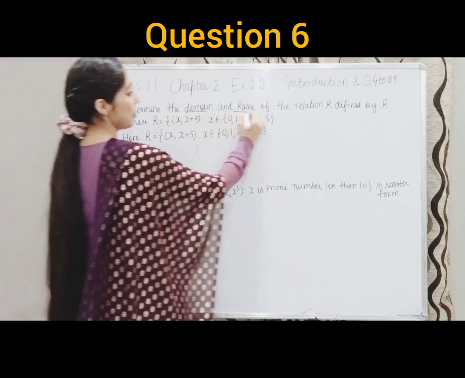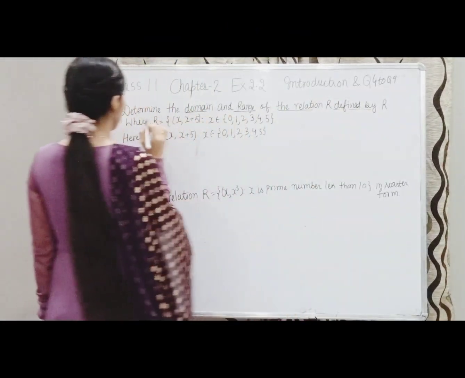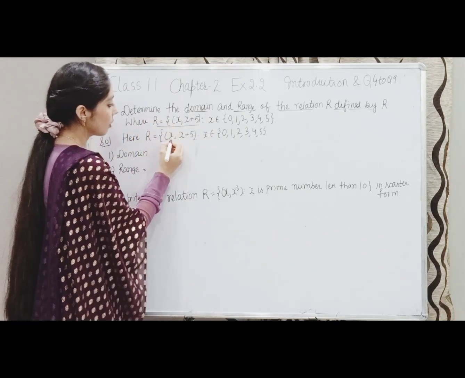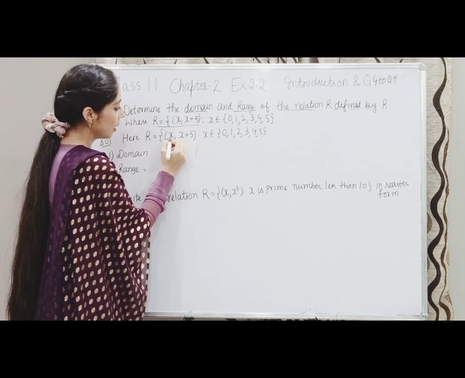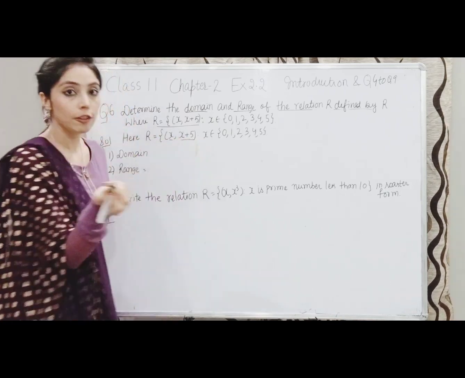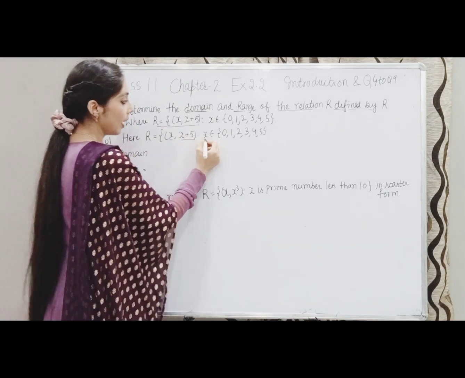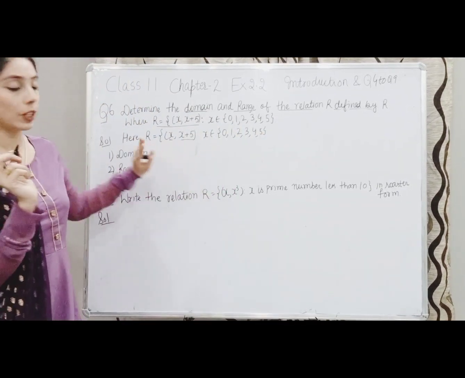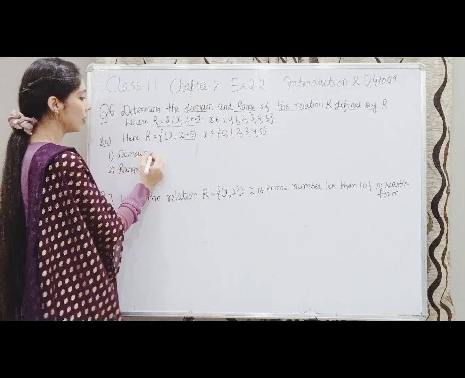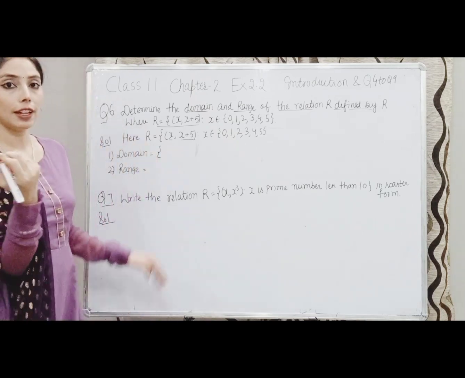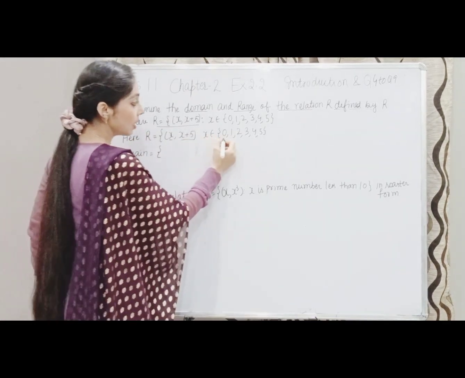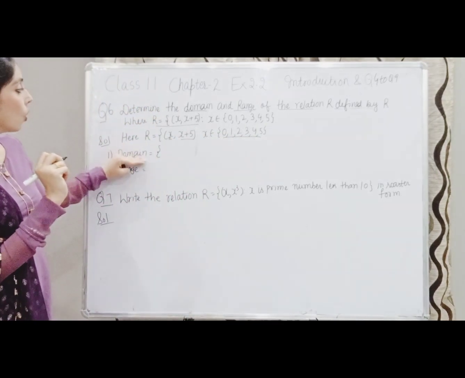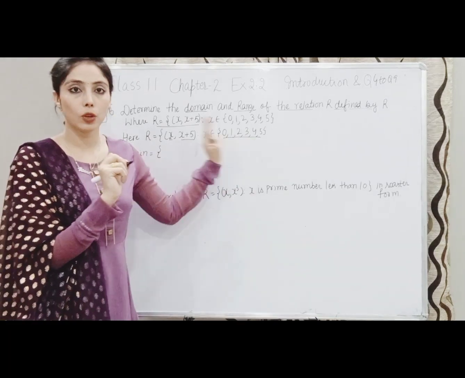Determine the domain and range of the relation R defined by this. We have to find the domain and range where R is given, first element is x and second element is 5 more than the first element and x belongs to {0, 1, 2, 3, 4, 5}. This is the set builder form of the relation. We have to find the domain and range. Okay. You can directly find the domain and range by putting these values in the first component because the domain contains all the first components of the ordered pairs of the relation.